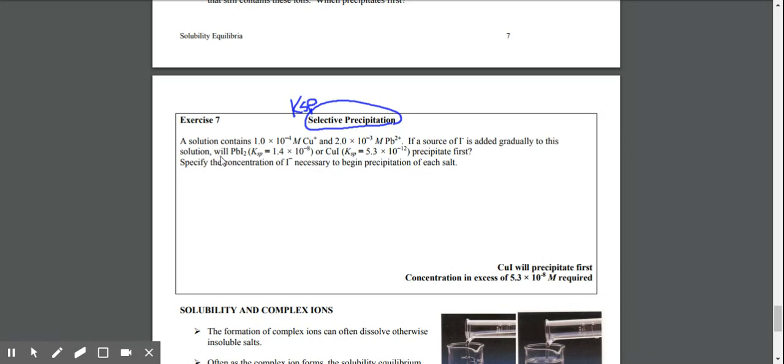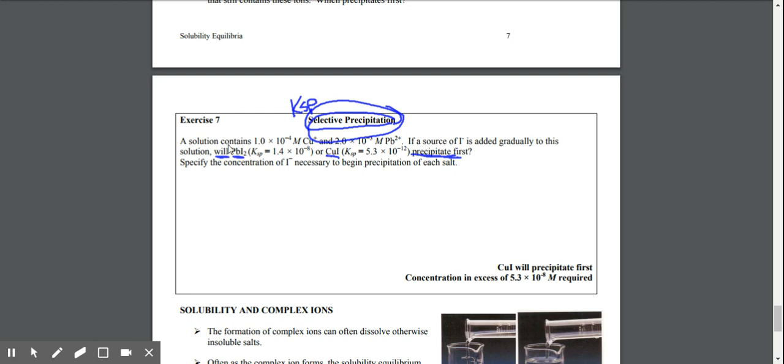Here's the big question. When they give you two different things and they ask which will precipitate first, this is when you use the selective precipitation approach. So how you work this problem is you're going to solve for what's common between these things. You have CuI and you have PbI2. The thing that is common between both of those solids is the I minus. Because I minus is what is in common between those, I can compare those values. So let's figure out how to start this.